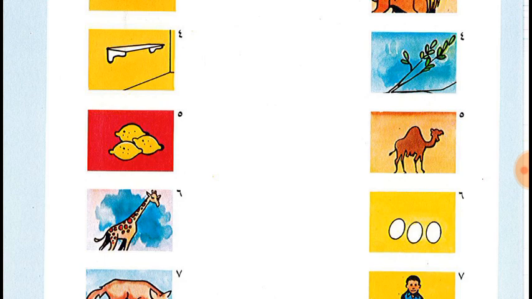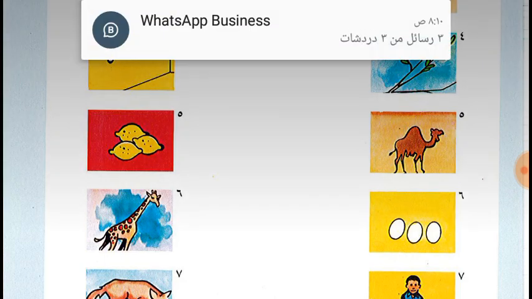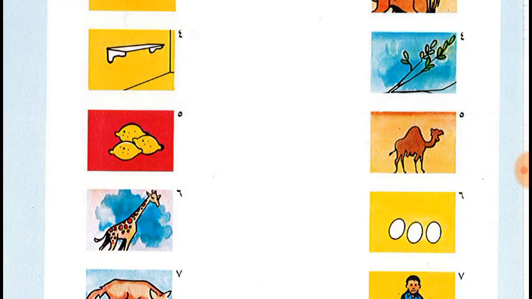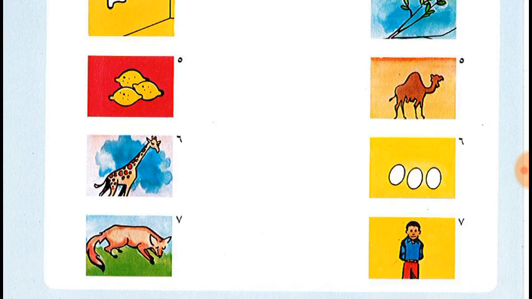And this hanger? This is shelf or this is rack, so Ar-raff. Ar-raff. Alif lam ra fa. Ar-raff. Yes. Al-jamalu. Al-jabalu. Al-jamalu. Al-laymoon.